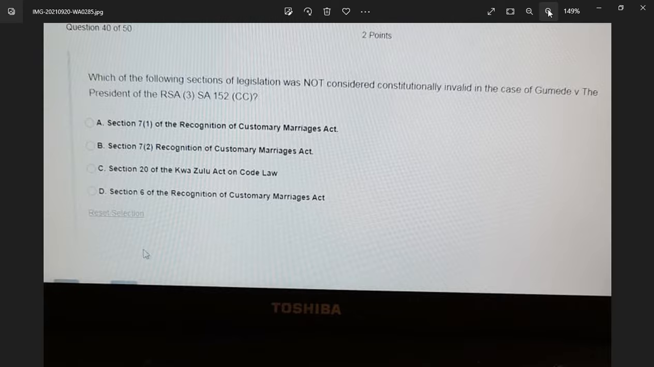Which of the following sections of legislation was not considered constitutionally invalid in the case of Gumede versus the President of South Africa?